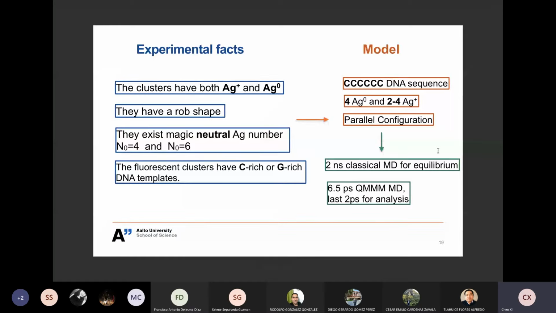Then we first run 2 nanosecond classical MD to equilibrate the system. Then we run 6.5 picosecond QM/MD. Then we collect the structures from the last 2 picoseconds for analysis.